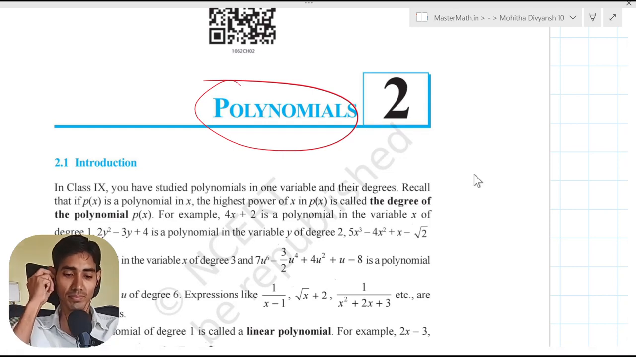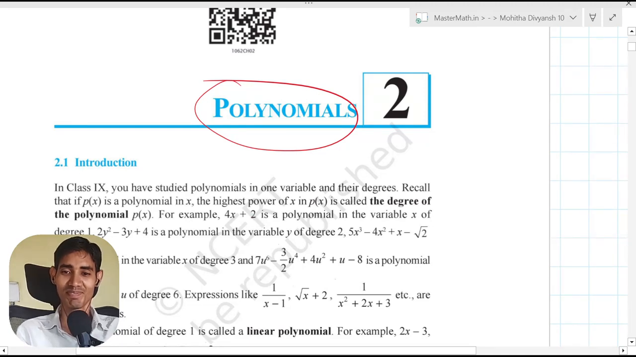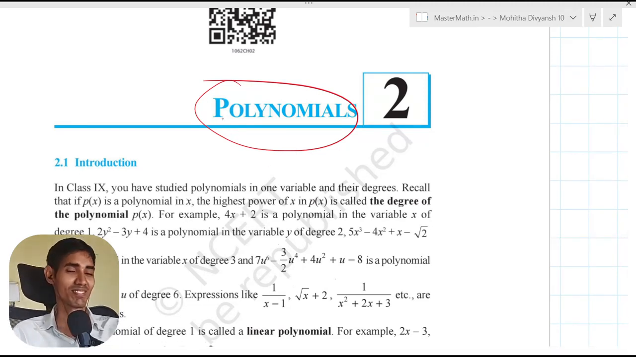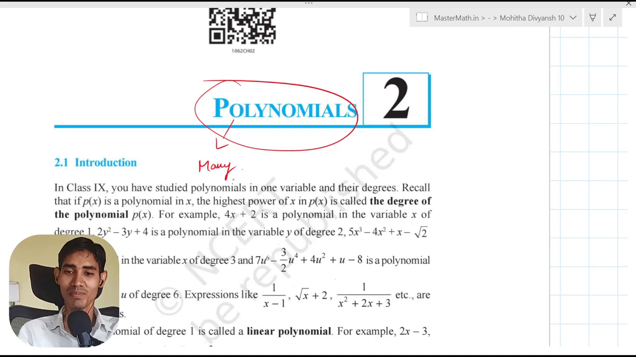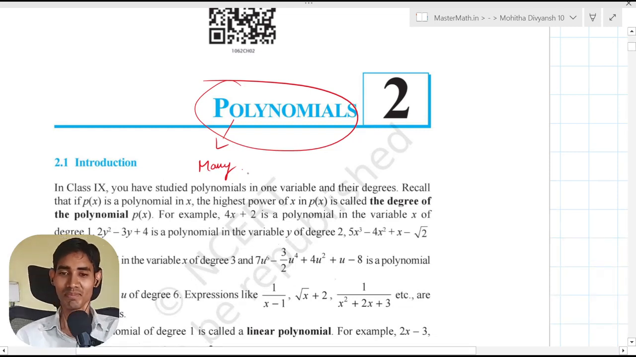Polynomial means, poly means 4? Poly means 4, not 3, not 2. No. Poly means multiple, many, and multiple plural starts from E. 2. Yeah. Okay. So nomials. What is nomials?